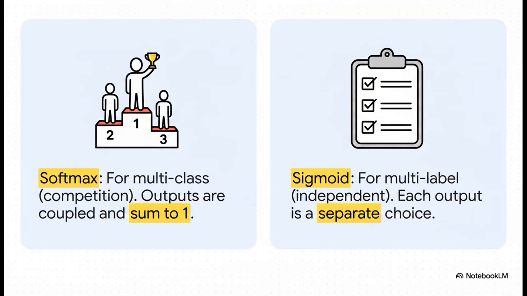Now you might be thinking, what about other functions like sigmoid? Well, the key difference is what kind of question you're asking. Softmax is for multi-class problems where there can only be one winner. It forces a competition. It's asking, which one of these options is it? The outputs are all connected. If one goes up, the others have to go down. Sigmoid, on the other hand, is for multi-label problems. It treats each output as a separate, independent yes or no question. Is a cat in the picture? Yes or no? Is a dog in the picture? Yes or no?